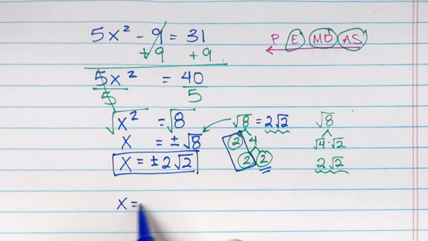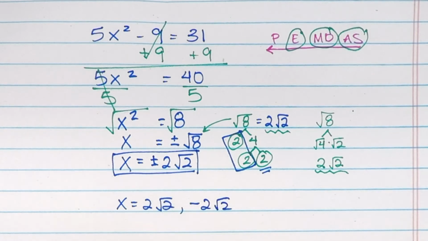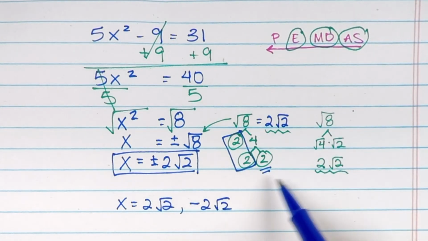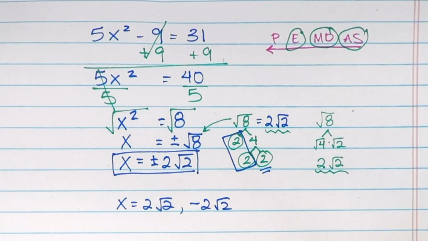Sometimes you might see this written out separately, like one with the positive and then a comma, one with the negative. But most of the time we'll just leave this as plus or minus. If you need help simplifying square roots like this, check out my video on simplifying square roots and radicals. That'll give you some extra examples to practice with those.